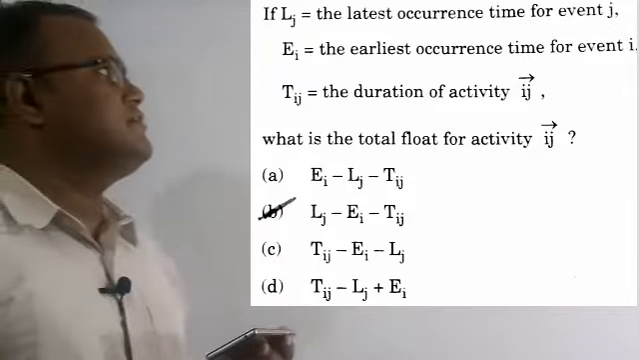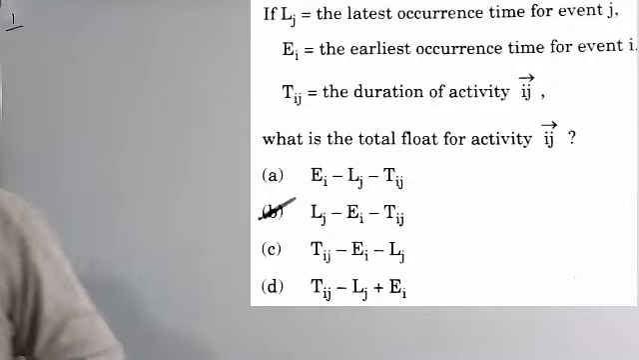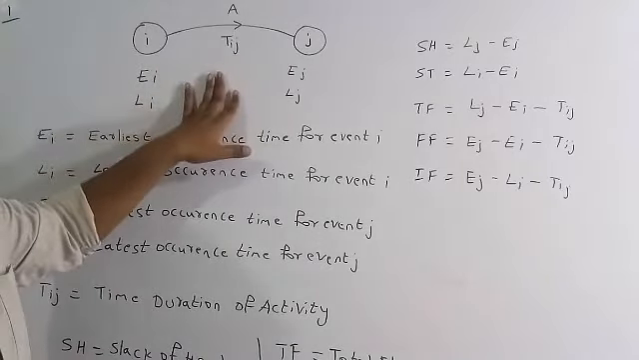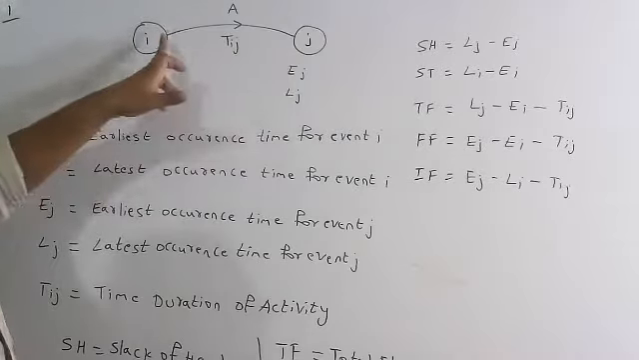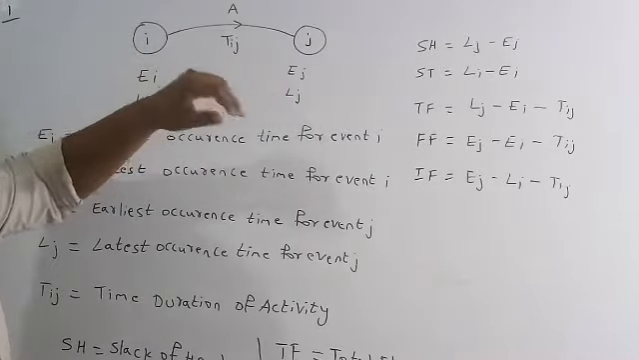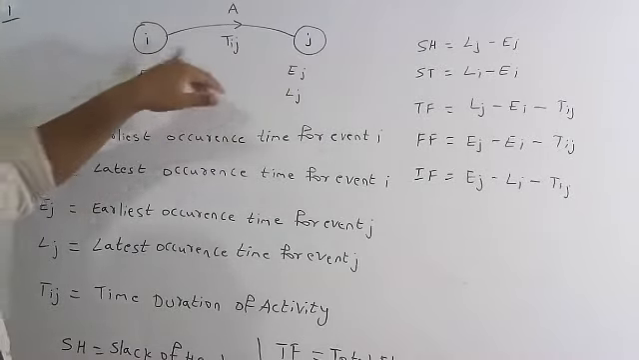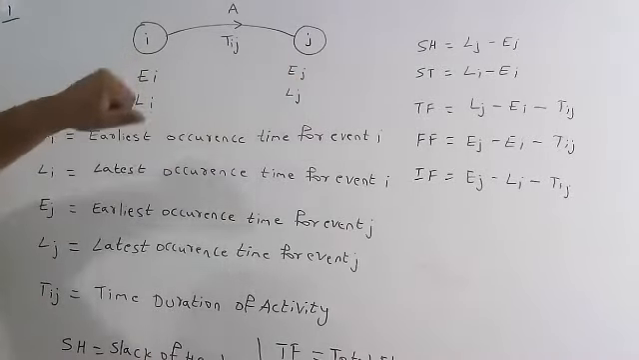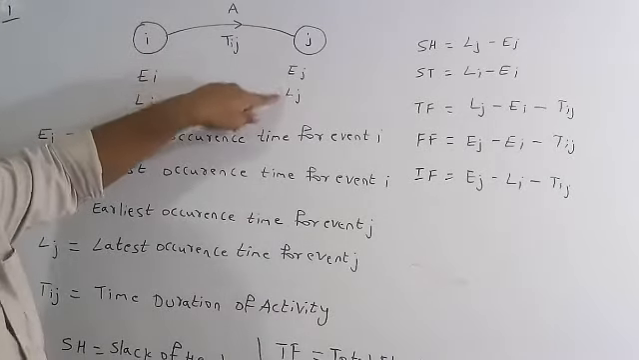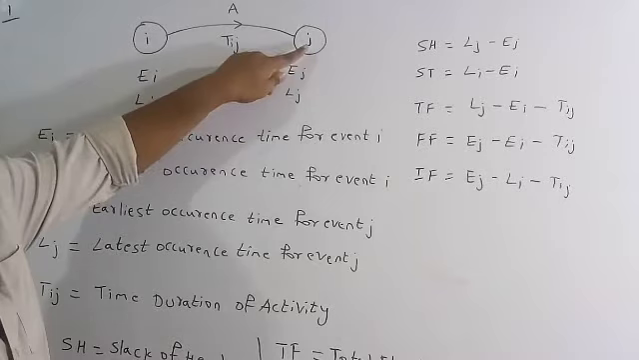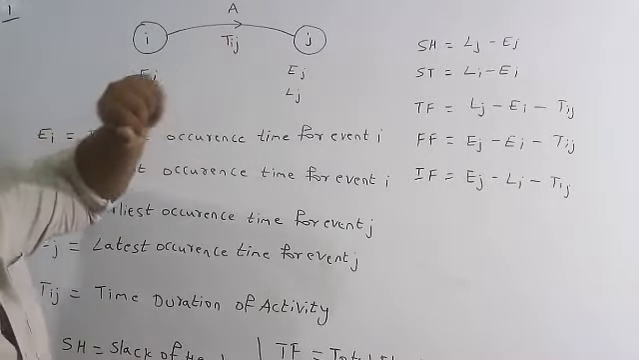So let's solve this numerical. This question belongs to project management. So this is the event i and this is the event j, and between these two is called the activity. If we do this activity, then we are going to complete this event i and also the event j. Here Ei and Li are defined for the event i, and Ej and Lj are defined for the event j, and Tij is nothing but the time duration to complete this activity.